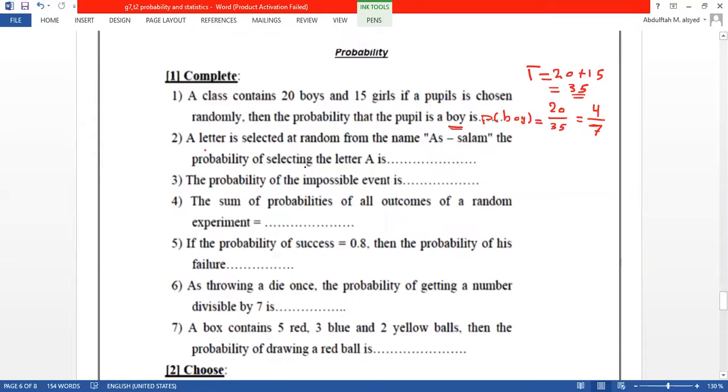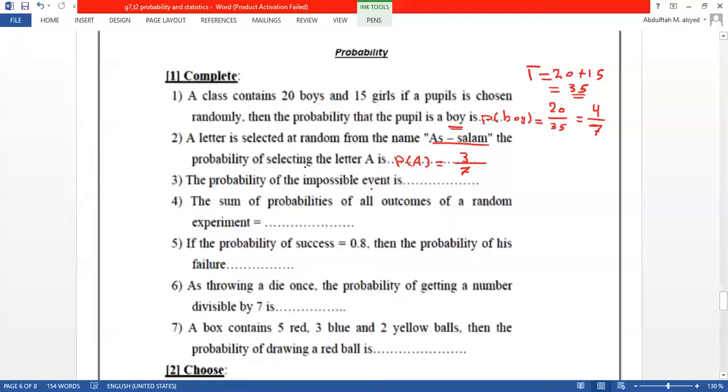Next problem: a letter is selected at random from the name As-Salam. The probability of selecting the letter A equals the number of letters A, 1, 2, 3, so 3 over the total number of letters, 1, 2, 3, 4, 5, 6, 7. So 3 over 7.